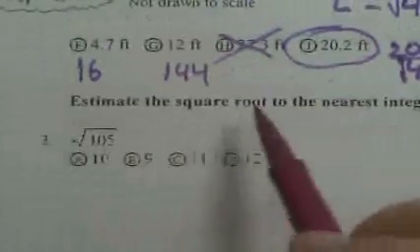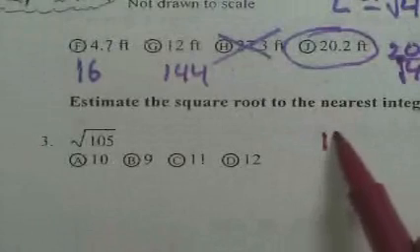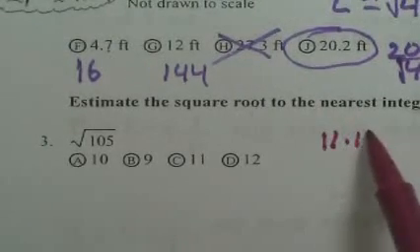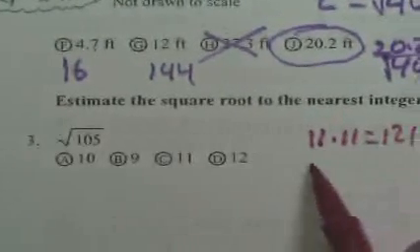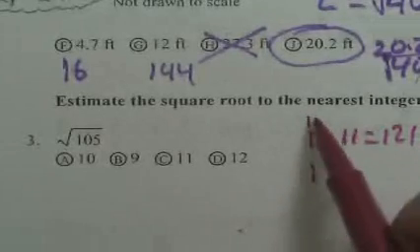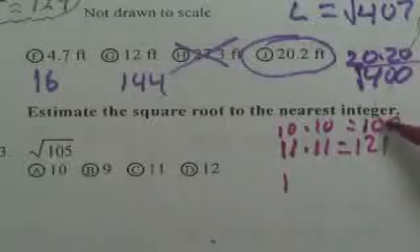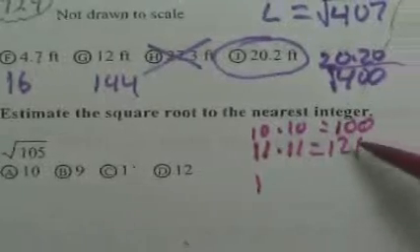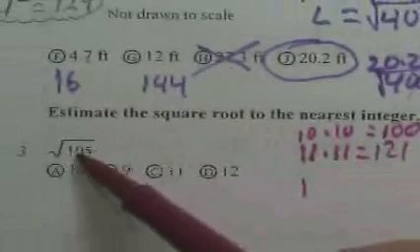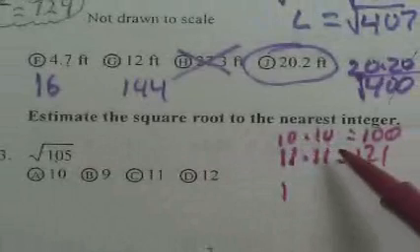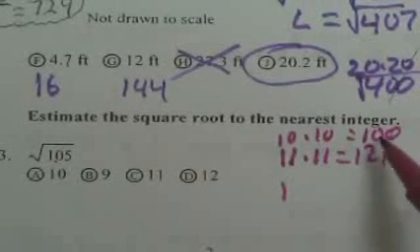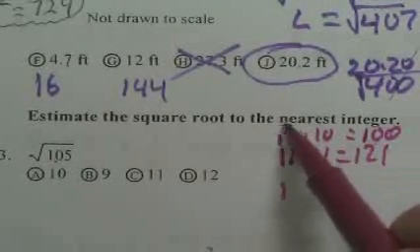Number 3, estimate the integer near the square root. Well, I know that 11 times 11 is 121, and 10 times 10 is 100. So it's between 100 and 121. What is the closest? Square root of 105? Well, that would be closer to 100. So 10 is closest.